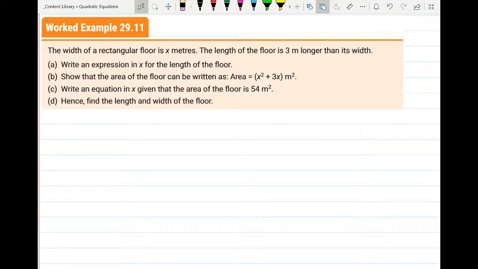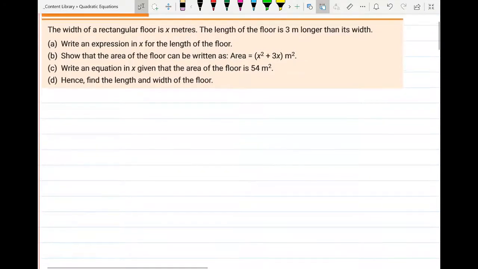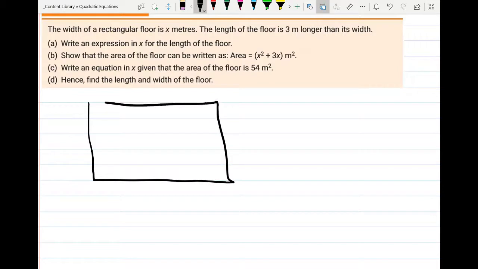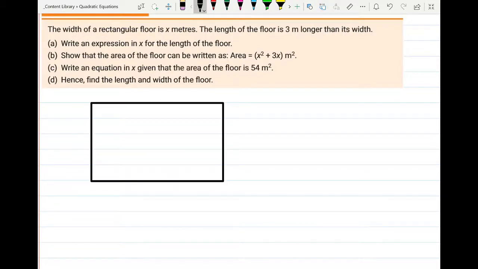So we have the width of a rectangular floor, and we're being given it as x meters. The length of the floor is 3 meters longer than its width. So let's start off with a diagram, a rectangular floor, and we're being told that the width is x. So I'm just going to put that there on the diagram.